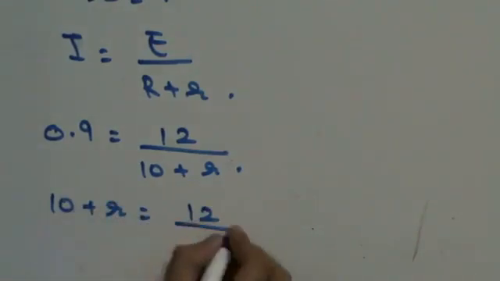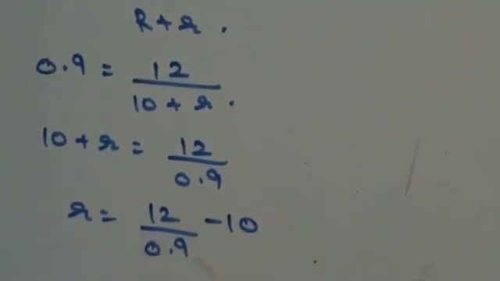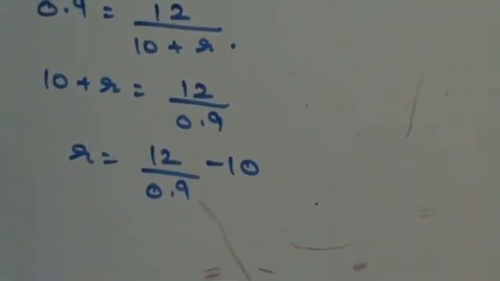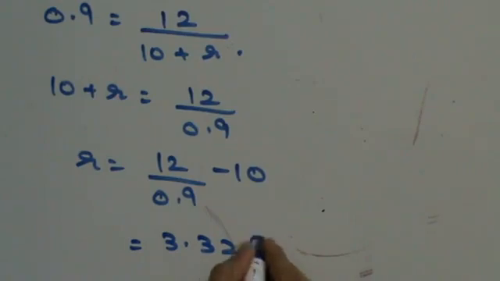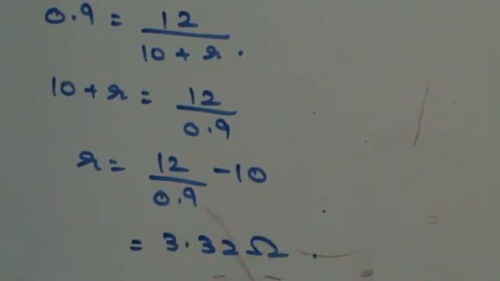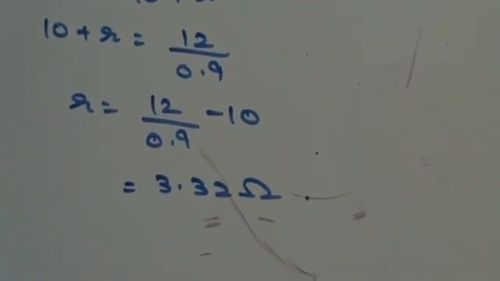10 upon r is 12 upon 0.9. Therefore r is 12 upon 0.9 minus 10. When you solve this, you will get this answer as 3.32 ohms. So the internal resistance of the cell is 3.32 ohms. Take on next one, please.